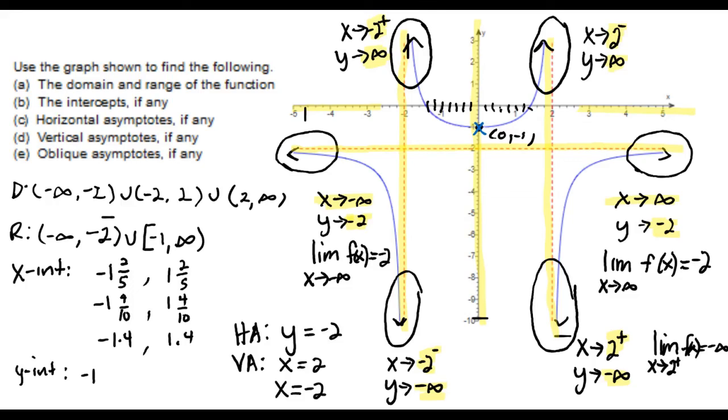And finally, it says, find any oblique asymptotes. Oblique asymptotes are slant asymptotes, and this graph doesn't have any slant or oblique asymptotes.